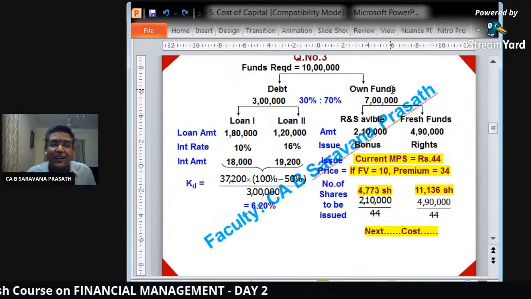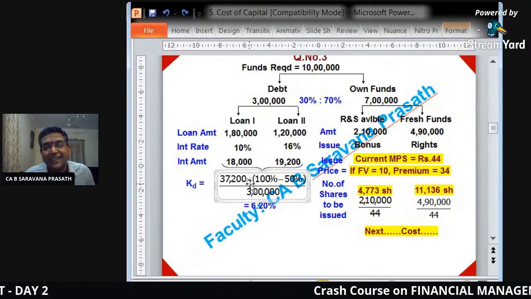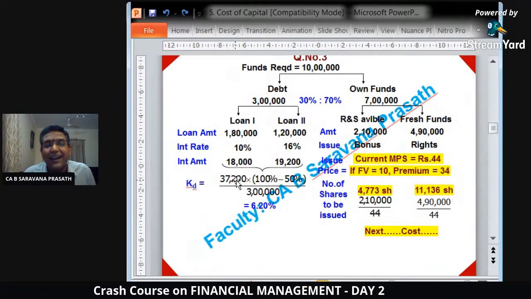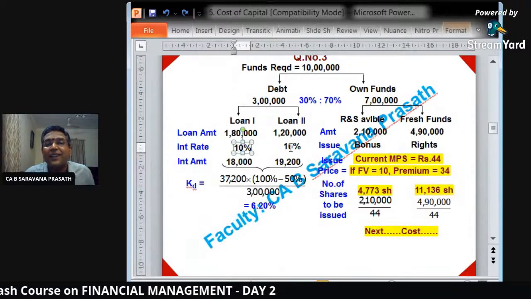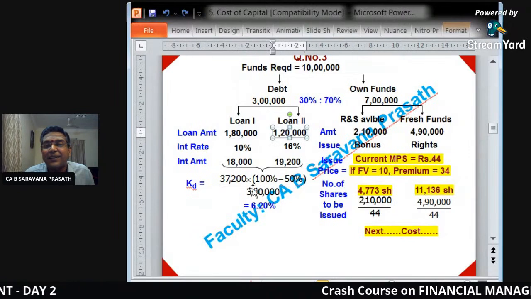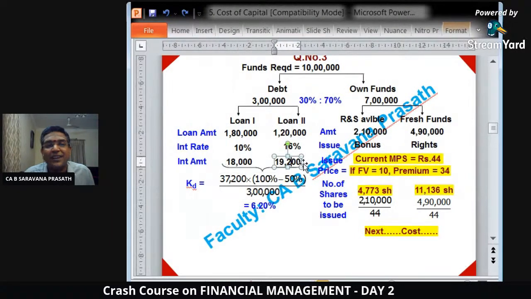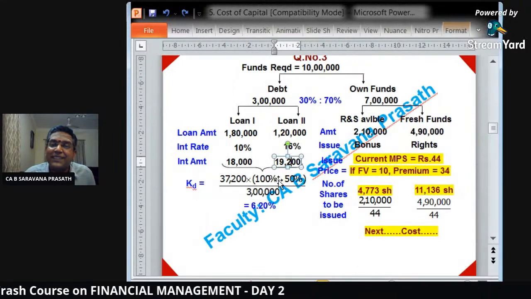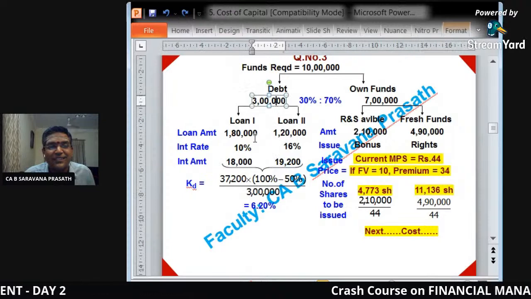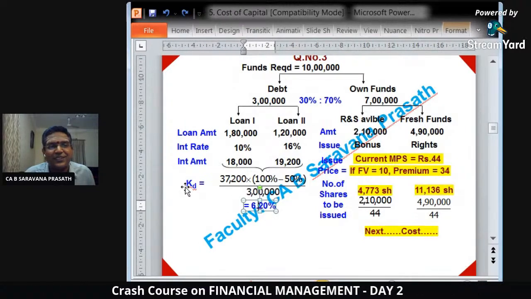Along with that, I compute the cost of debt. Interest into 100% minus tax rate divided by net proceeds of issue. Now look at what I am doing here. I am not taking the interest rate of 10 and 16 because this is on one number, this is on another number. So I take the total interest amount 37,200, 18,000 plus 19,200 into 100 minus tax rate divided by total amount raised, net proceeds. So 3 lakh rupees. The cost of debt comes to 6.2%.